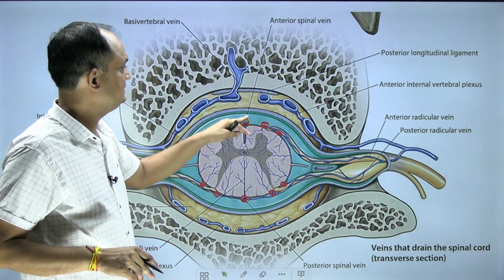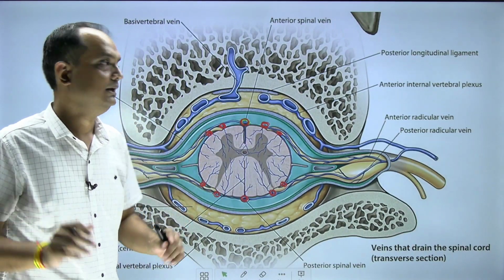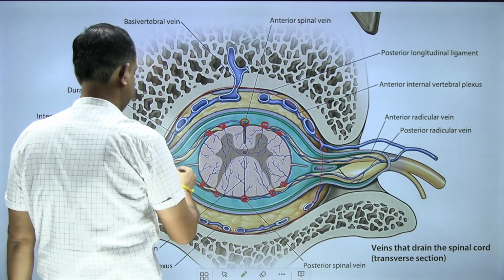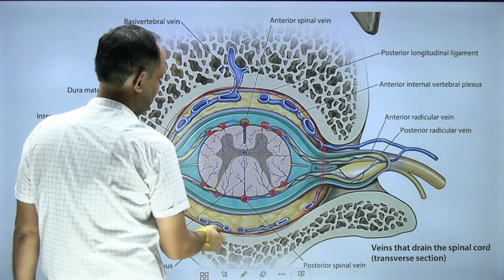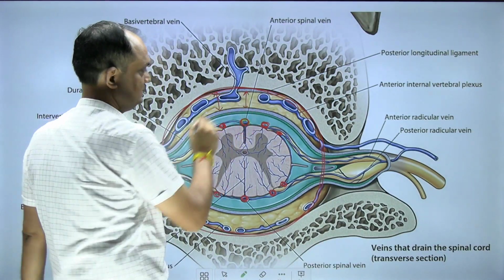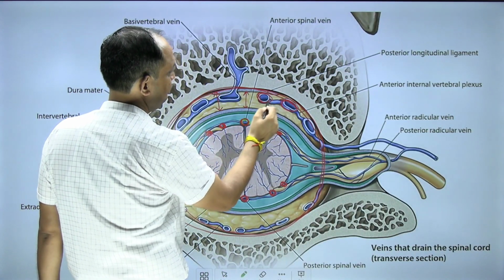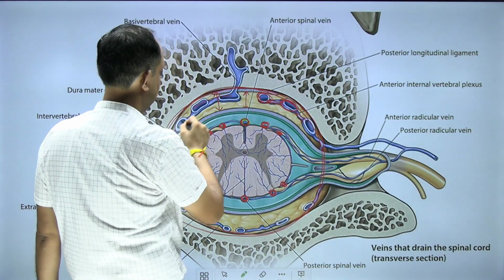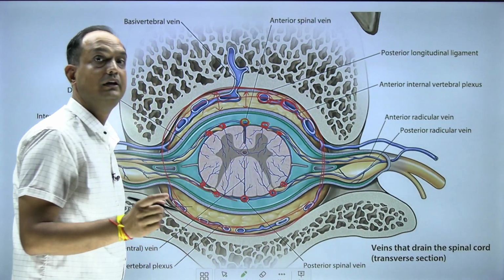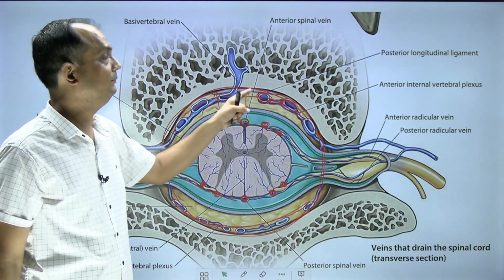Now, these veins are going to drain into an internal venous plexus. You can see that this is the inner side of the vertebral canal. Now, in this vertebral canal, you will find this is your epidural or extradural space. In this epidural or extradural space, there is a venous network, and this venous network is known as the internal venous plexus of the vertebral column. So, it is known as the internal vertebral venous plexus.